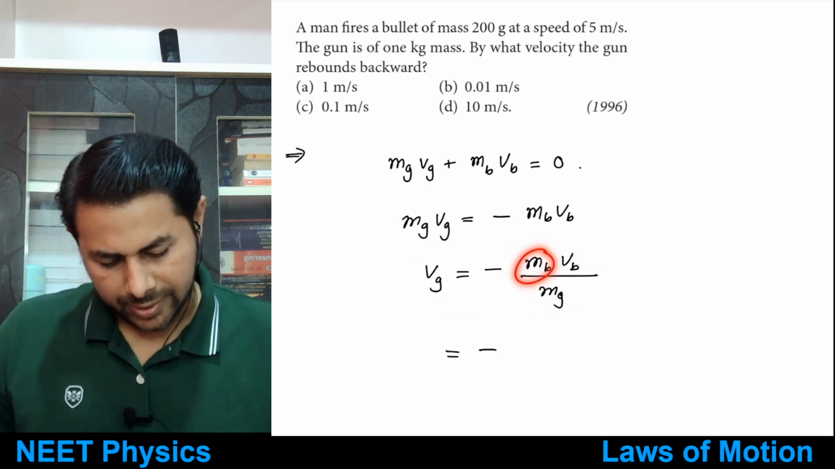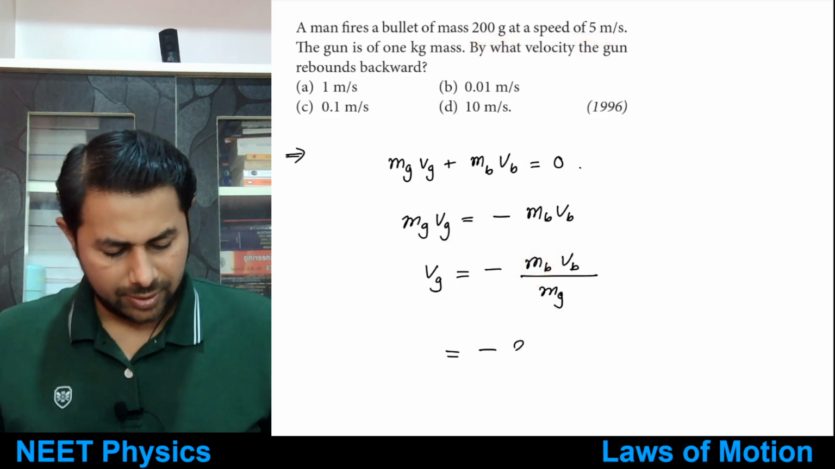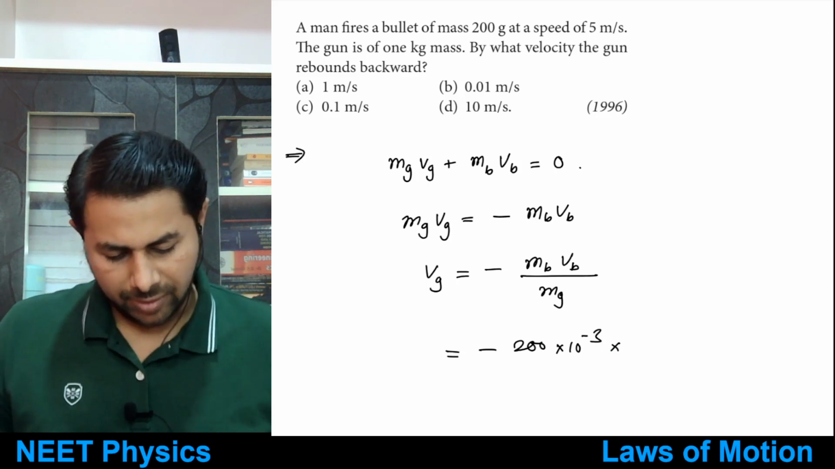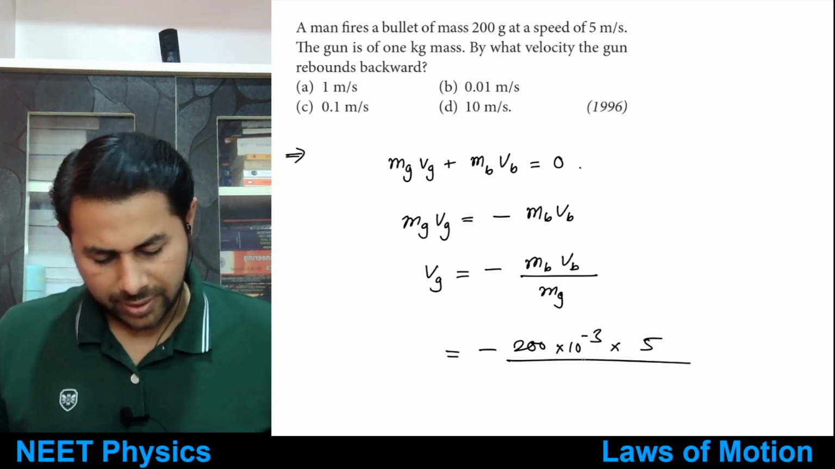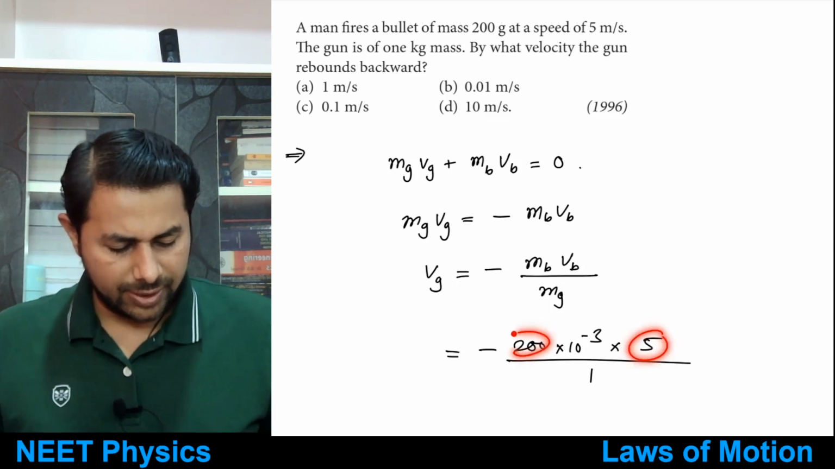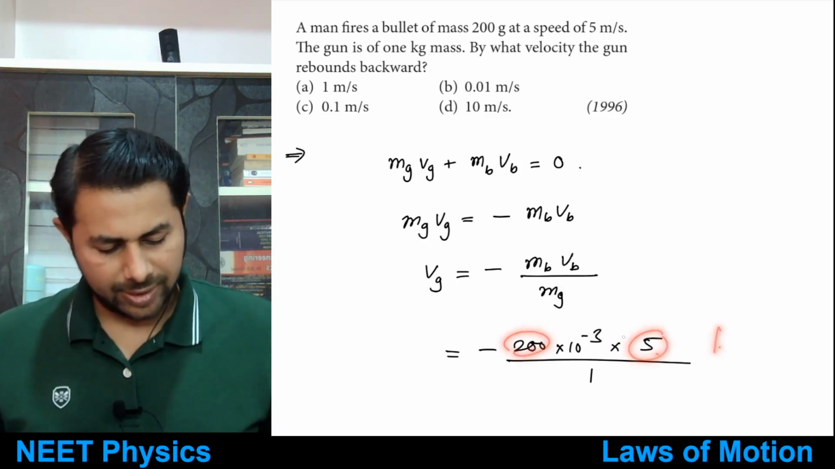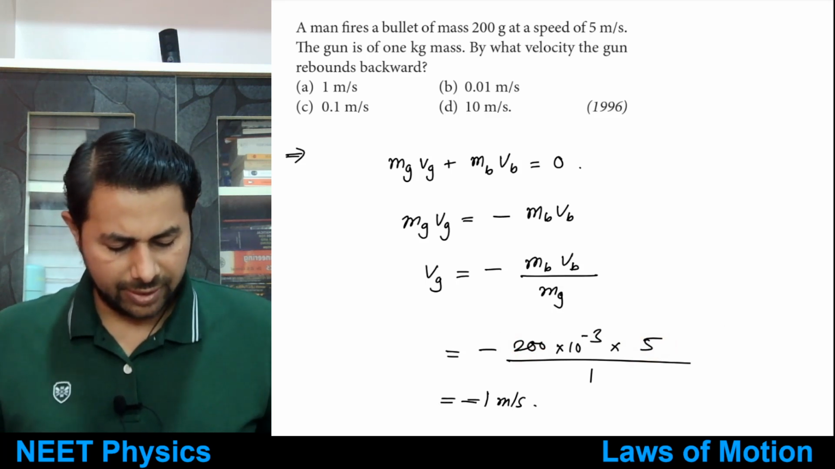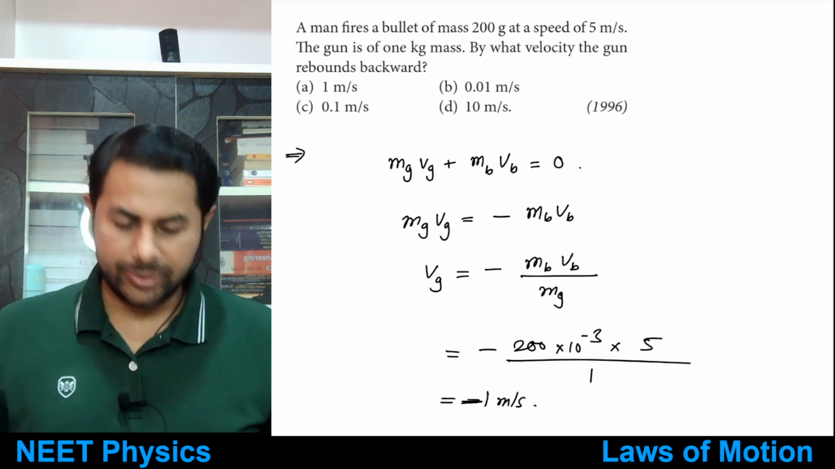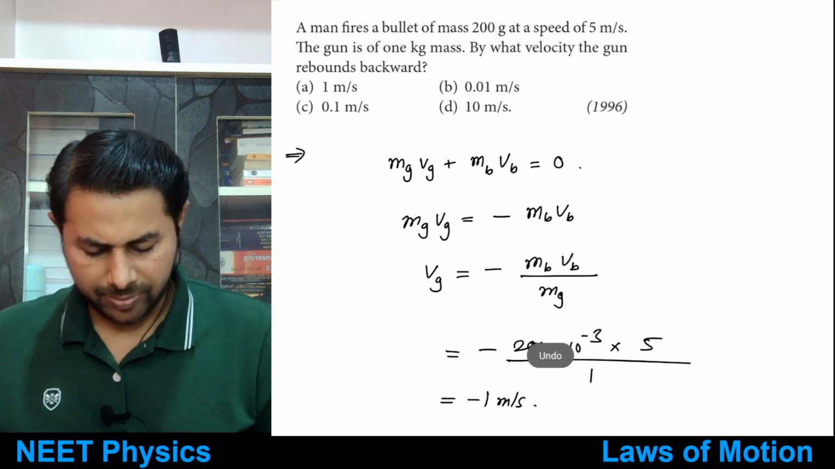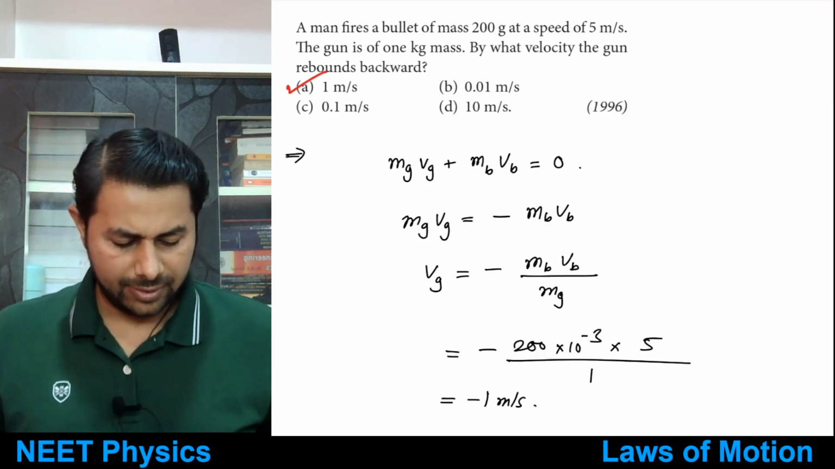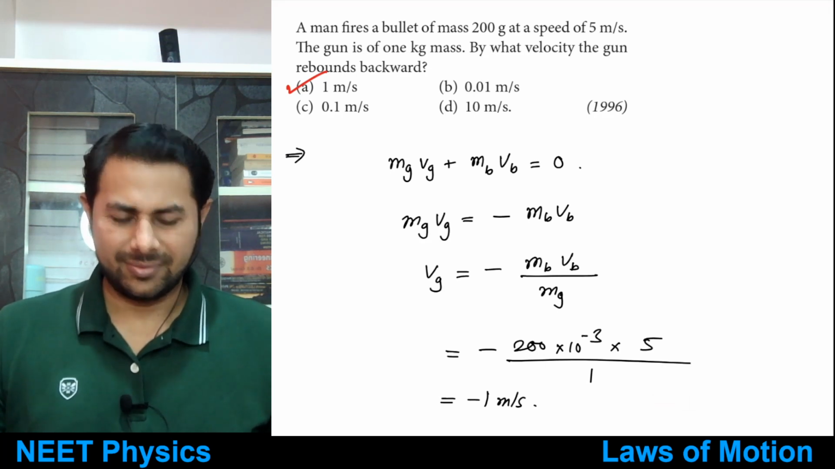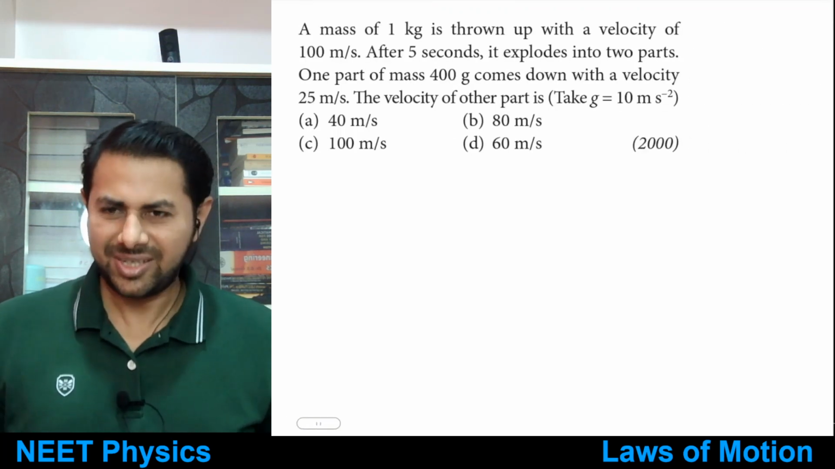So mass of bullet is 200 grams. So that is 200 multiplied by 10 raised to minus 3 kg or 0.2 kg. Multiplied by velocity 5, divided by mass of the gun, 1 kg. So 200 times 5 is 1000, 1000 times 10 raised to minus 3. Yeah, good. So that is minus 1 meter per second. So this negative sign just tells that it is moving in the opposite direction to that of the bullet. But the magnitude is 1 meter per second. So this is a very simple question, right? Yeah, it's simple. Let's see another question.